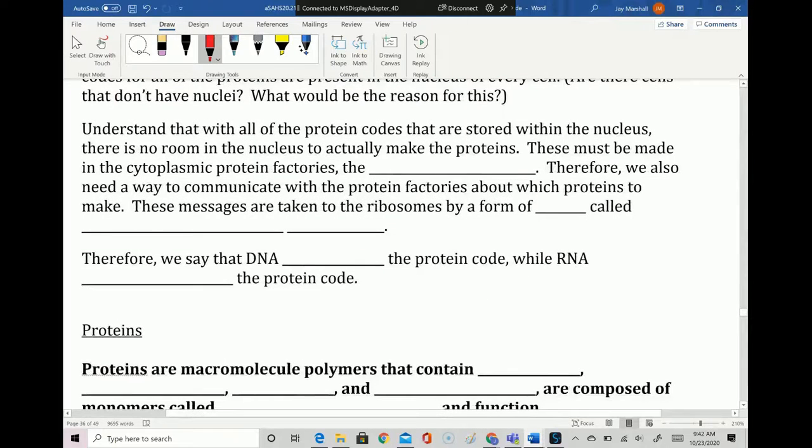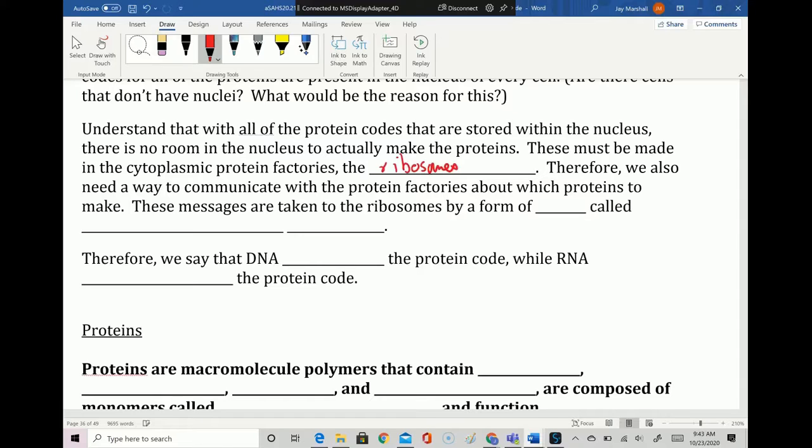Understand that with all the protein codes that are stored in the nucleus, there is no room for us to actually make proteins, right? I've got that big ball of fishing wire surrounded by the nuclear membrane, and there's absolutely no room inside there to actually make the proteins. So these must be made in the cytoplasmic protein factories we call the ribosomes, right?